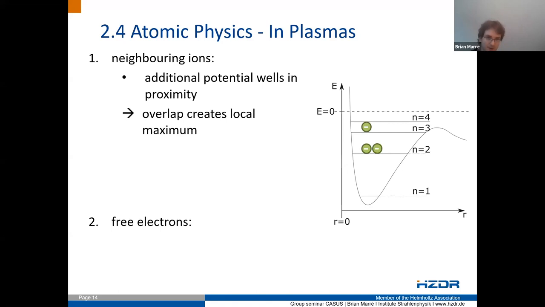So in principle, if we have neighboring ions, those ions also have potential, and those potentials are going to overlap. That essentially creates a local maximum of your potential, which in itself is not really that complicated or new. But an effect that it creates is effective ionization potential depression. The ionization potential describes how much energy you have to give an electron before it can leave your ion. And of course, if you lower your actual potential wall, you can reduce the energy an electron has to get in order to leave your ion, because it doesn't have to leave that potential wall.